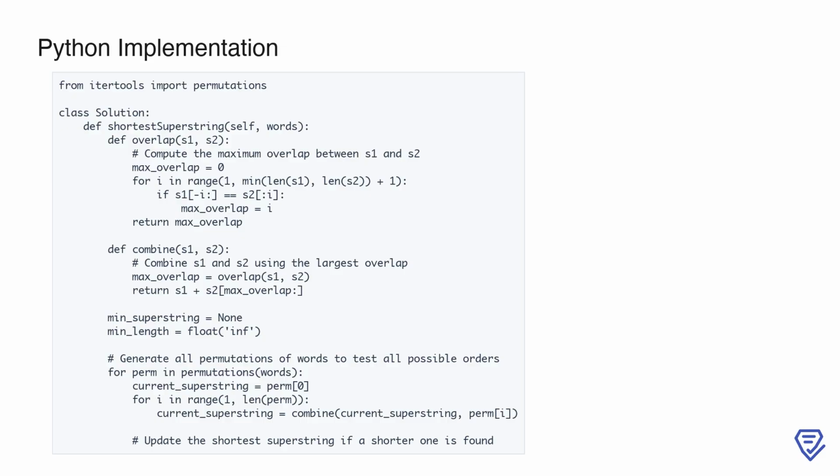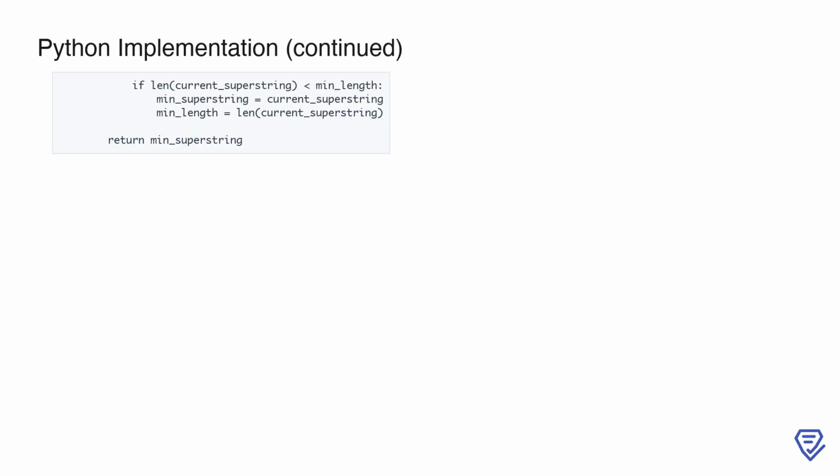Finally, we use the permutations function to generate all possible orders of the input list of words. For each permutation, we initialize the current superstring as the first word in the permutation and iteratively combine it with the subsequent words using the combine function. Once we have constructed the superstring for a particular permutation, we check its length. If the length of the current superstring is less than the minimum length found so far, we update min_superstring to the current superstring and min_length to its length. This ensures that by the end of this process, we will have the shortest superstring among all possible orderings of the input words. Finally, we return min_superstring as the result.